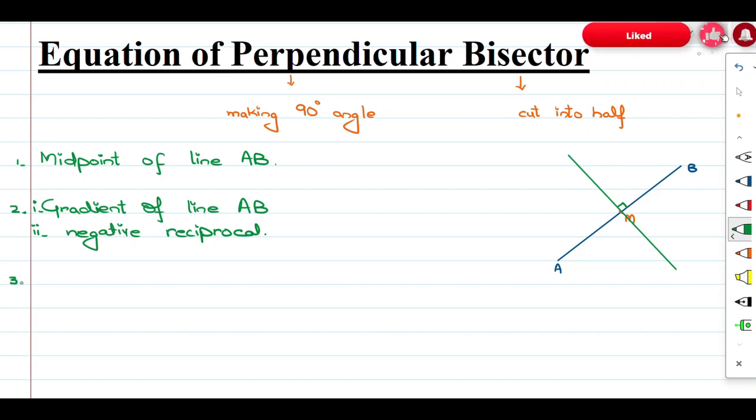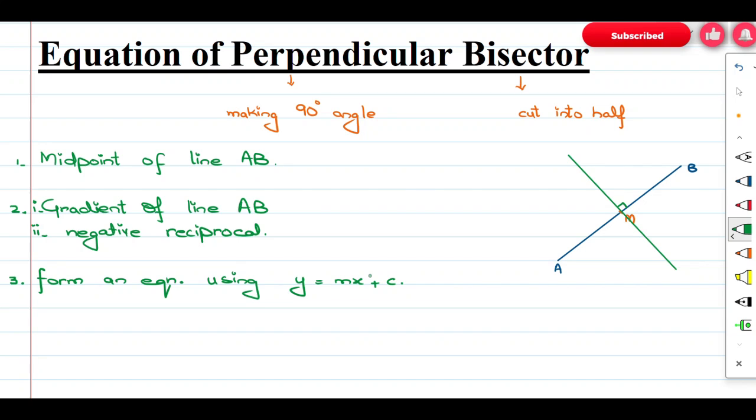Now in the third step, form an equation using y equals mx plus c. All right. So these are the three basic steps to figure out the equation of a perpendicular bisector, right?